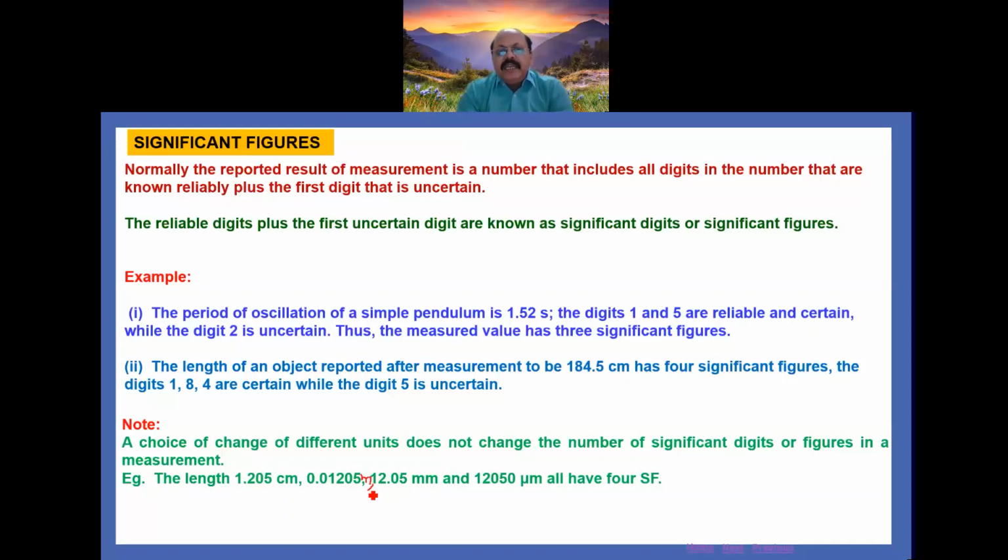So millimeter is 10 to the power minus 3, micro is 10 to the power minus 6. So you see that the length has 4 significant figures, because if we change the unit, then the significant figures cannot change. Or it is better to write in scientific notation, that is, the digits multiplied by 10 raised to the power in that particular unit.